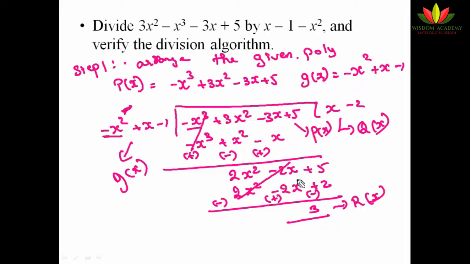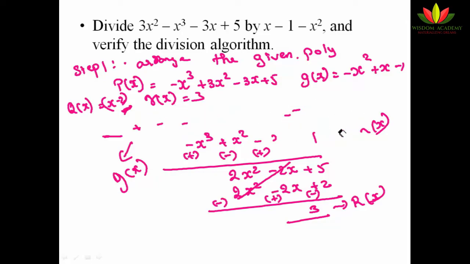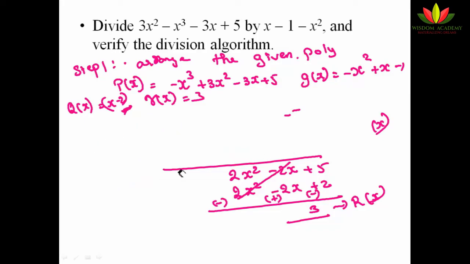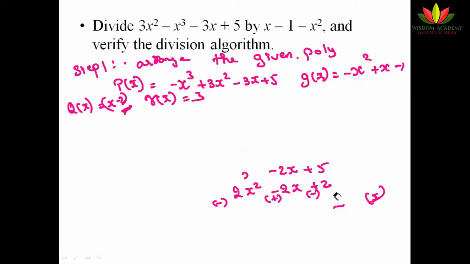So we can note this down. That is, we can write here my q of x is equal to x minus 2 and my r of x is equal to 3. So using this, I am going to verify the division algorithm. So that's what they asked to write in the question, verify the division algorithm. So to prove that, I am going to put it in the division algorithm.